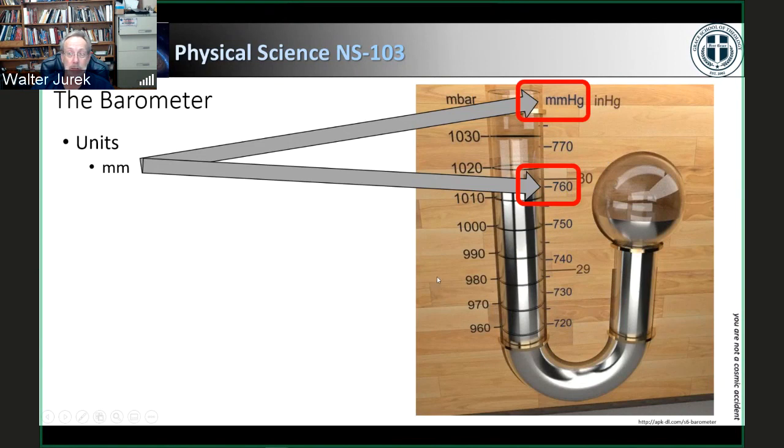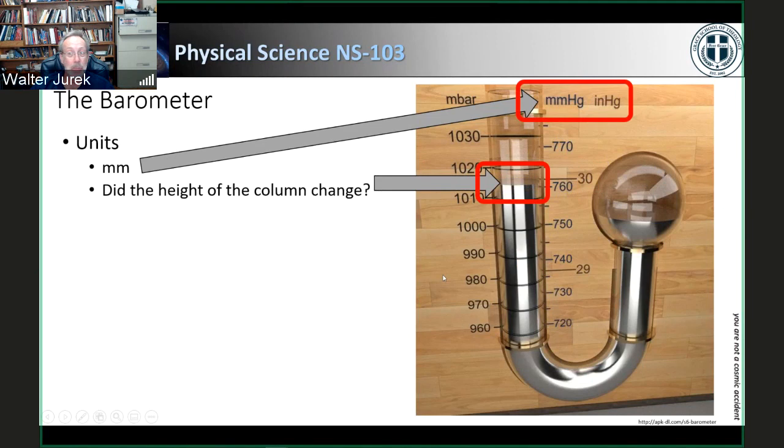Okay. Now, notice the mercury did not change position. All that changed was how I was measuring it, inches versus millimeters. Okay. It's still the same atmospheric pressure. Okay. So the units are the same.